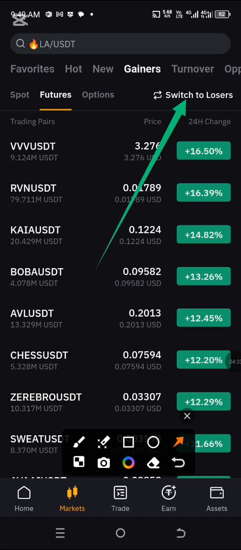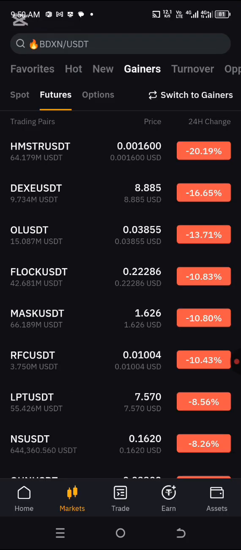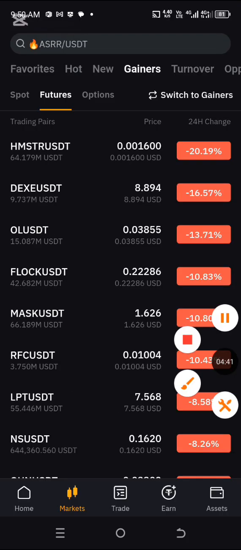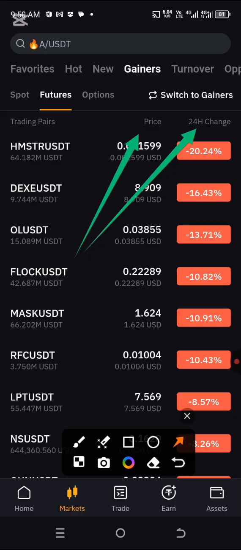So when you switch this to loser, it will be showing all the coins that are showing red. In other words, the coins that are down in the 24 hours. As you can see, there is time. This is the time for you to know what time we are talking about. You can see in the past 24 hours, this is their price, and this is their trading pairs.